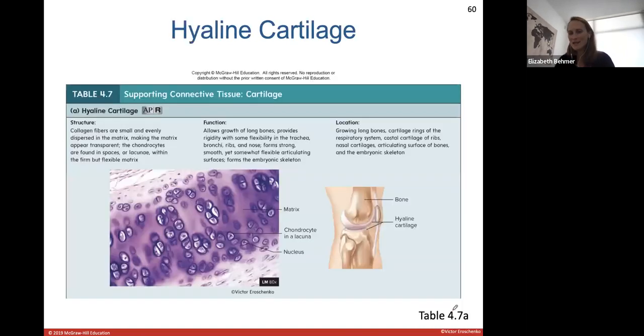So here's a look at hyaline cartilage underneath the microscope, a light microscope at about 80 times magnified. We'll see the chondrocytes sitting out in those spaces called the lacuna. You see the nucleus of the chondrocyte, meaning it's alive. And again, we'll find hyaline cartilage lining the ends of bones so that when your bones touch at joints, they're not rubbing bone on bone. They have this layer of cartilage to help make a nice smooth movement as you move your bones.